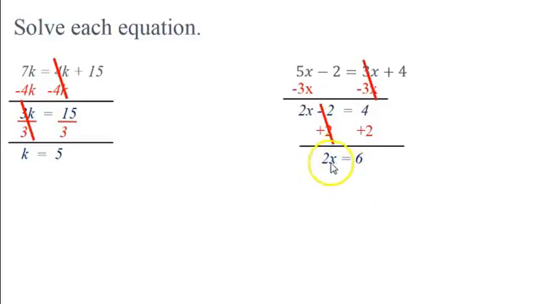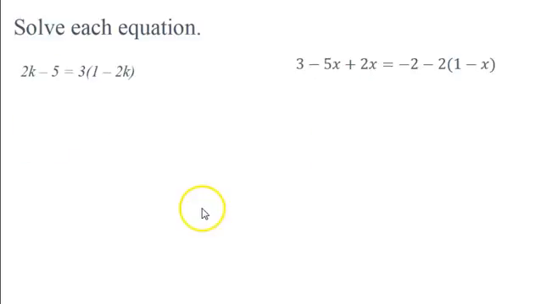So one last step before I can have x by itself. I'm going to divide both sides of the equation by 2. And these two are going to cancel out, and we'll have x is equal to 3. Next one, so 2 more. This one is 2k minus 5 is equal to 3 times 1 minus 2k.